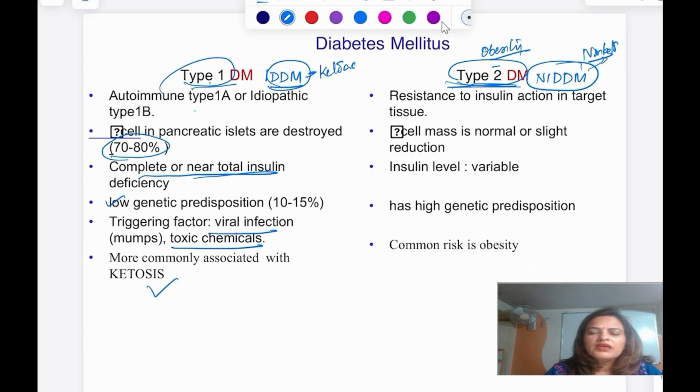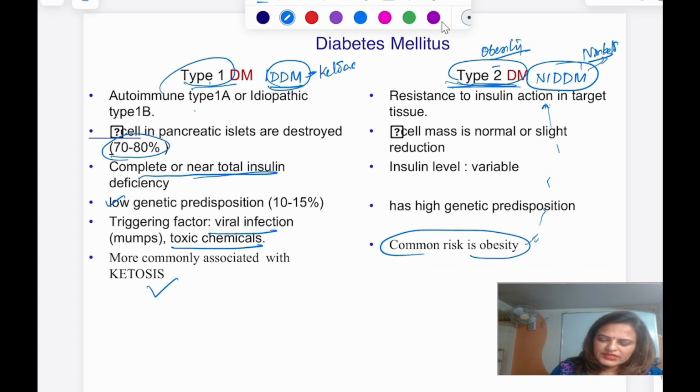Whereas on the other side, the common risk factor is obesity, and this obesity leads to insulin resistance. So ultimately the main cause in type 2 is insulin resistance. The cell mass is normal or there is a slight reduction. In type 1 there is a complete or near total deficiency of insulin, whereas in type 2 it is variable depending on what stage the patient has come at. If the patient comes at an initial stage, there may be hyperinsulinemia, and later on there will be less insulin and insulin resistance. It has a high genetic predisposition.